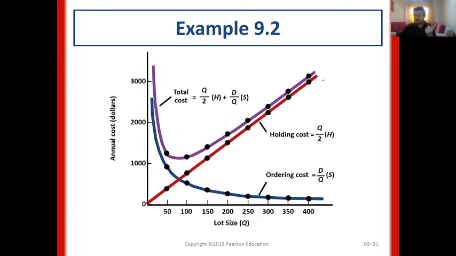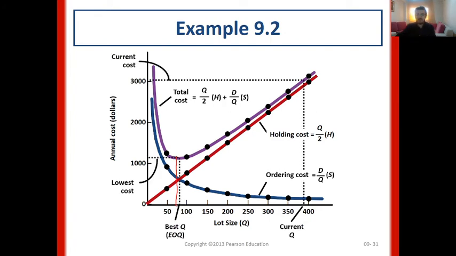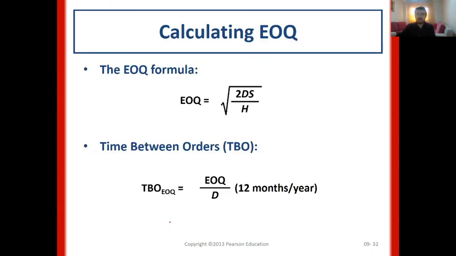So remember at the beginning of the lecture, I told you that we need to minimize total annual holding and ordering cost. So where it is minimized is somewhere right here. This point will be called the economic order quantity, the optimal economic order quantity. How can we calculate the optimal economic order quantity? By using this formula. If we take the first derivative of the total annual holding and ordering cost, we can get this formula. Okay, D is annual demand, S is setup cost, H is holding cost.